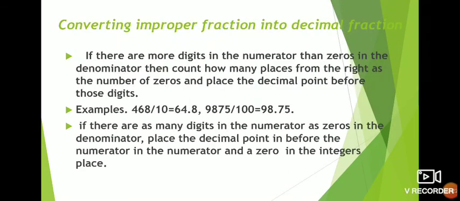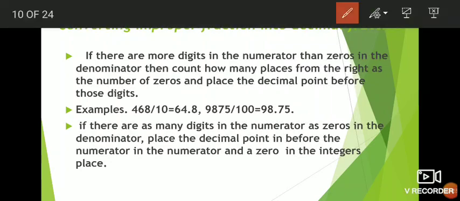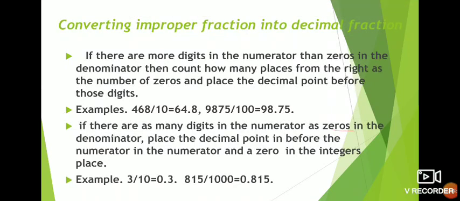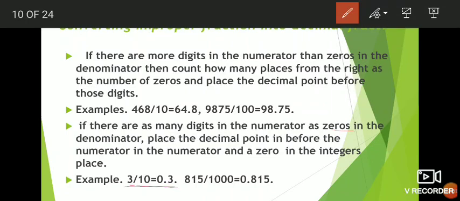Now what is the second rule? See here, if there are as many digits in the numerator as zeros in the denominator. Total how many zeros are there in the denominator, that many digits only are there in the numerator. Means what we have to do? Place the decimal point before the numerator and a 0 in the integer place. That we will see by the example. See here, 3 upon 10. How many zeros are here? 1 zero is there, and in the numerator also 1 digit is there.